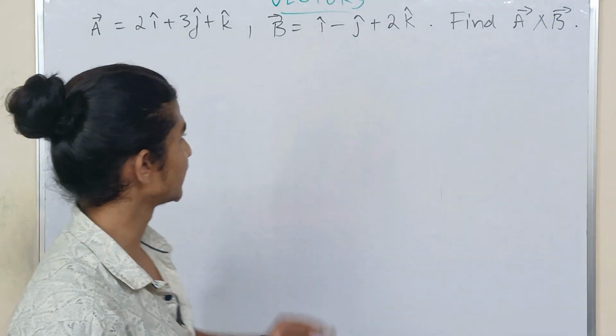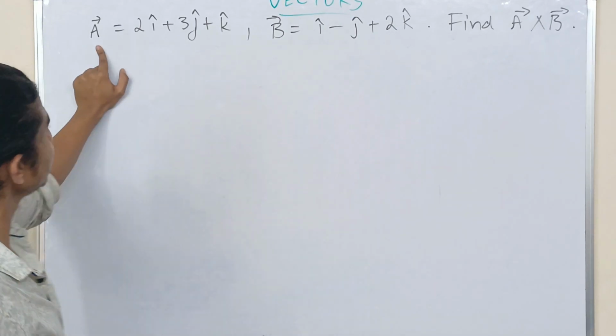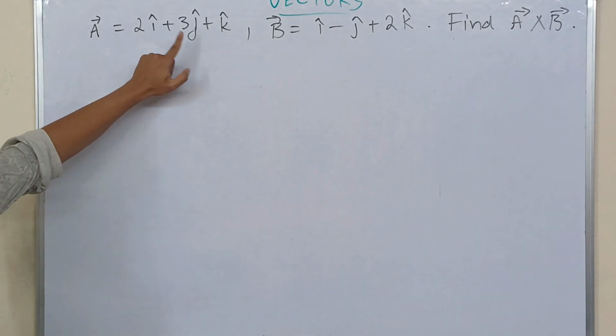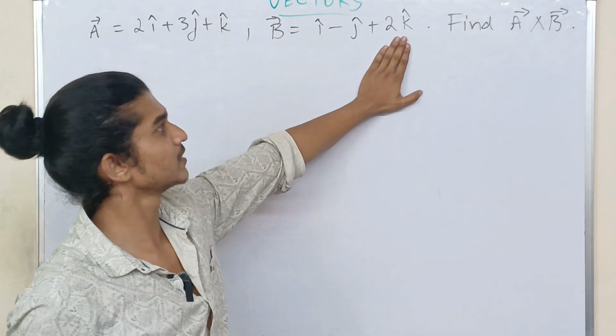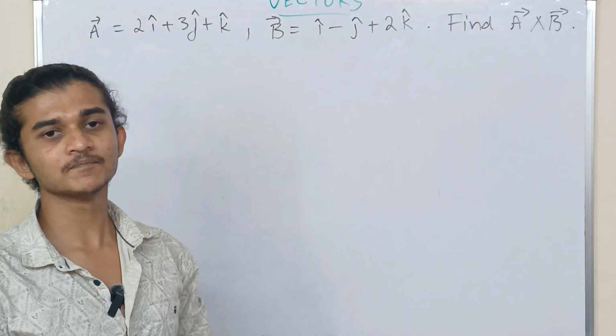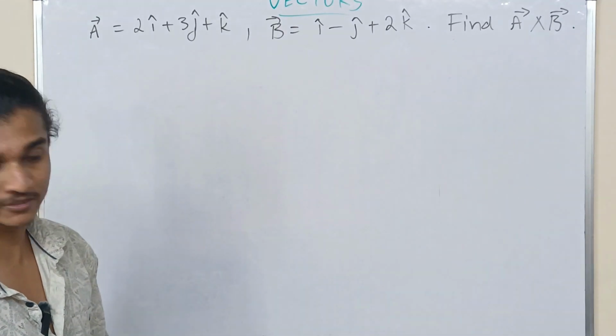So let us solve this particular example to have a better understanding of this determinant method. You have a vector as 2 i cap plus 3 j cap plus k cap, whereas b vector is i cap minus j cap plus 2 k cap. So you have to find a cross b. The only method we know is using the determinant method, so now let us find it using that particular method.